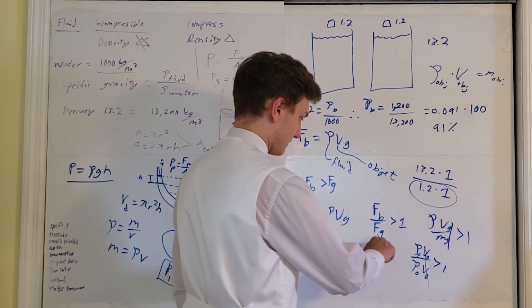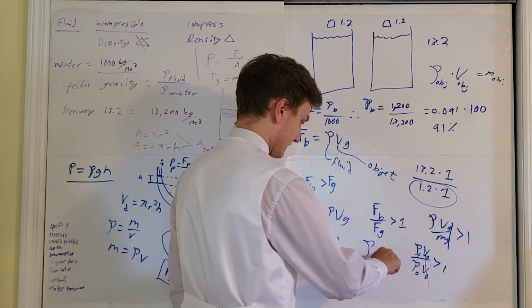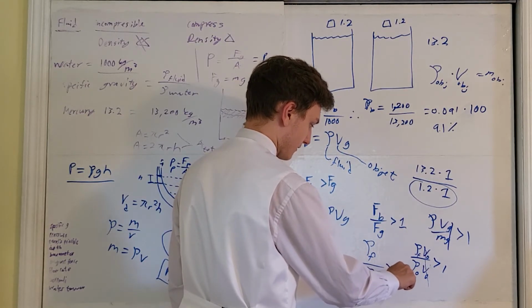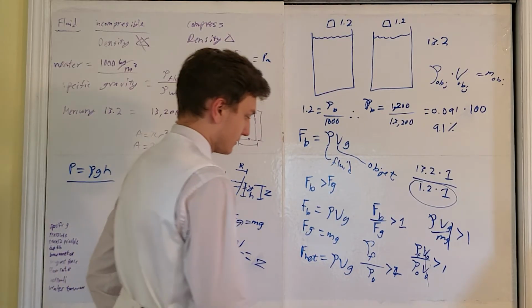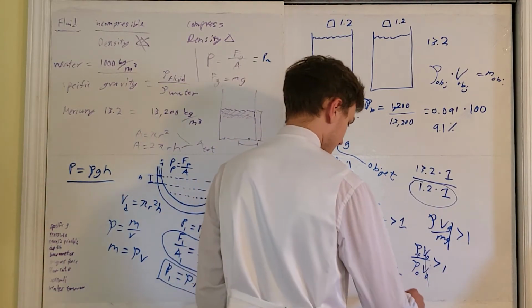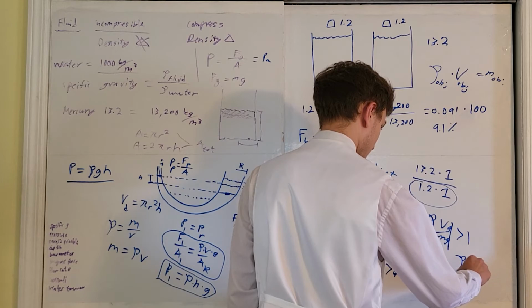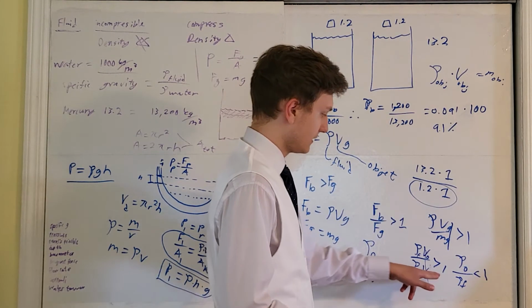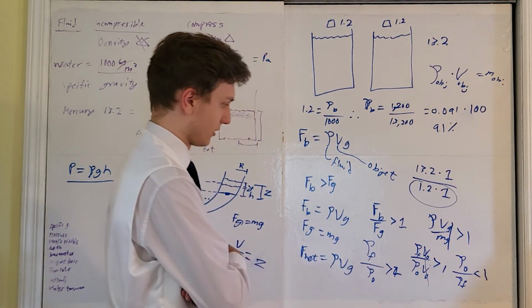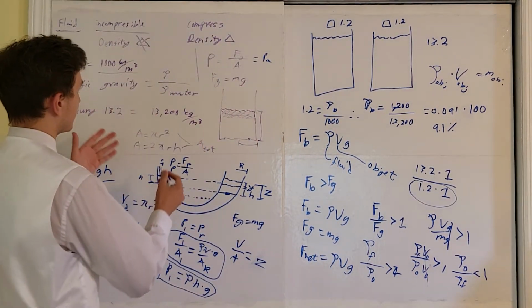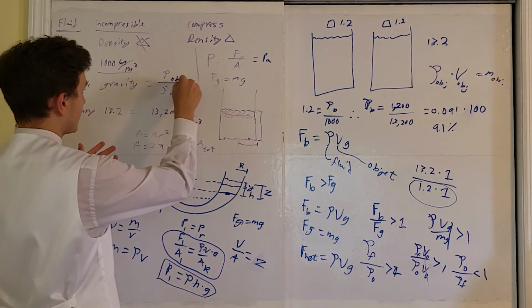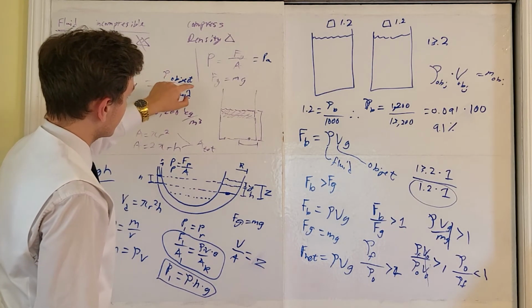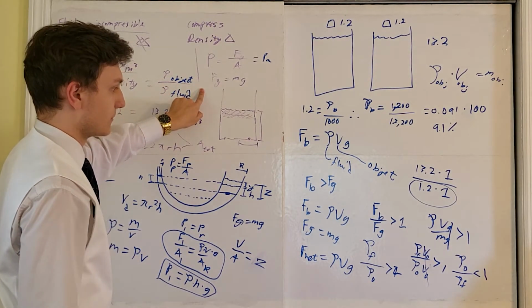These begin to cancel out, and then we say that the density of the fluid divided by the density of the object must be greater than 1. And if we were to take the reciprocal of that, density of the object divided by density of the fluid must be less than 1. And this perfectly agrees with what I told you earlier, that specific gravity is equal to the density of the object over the density of the fluid. If this is less than 1, the object is buoyant.